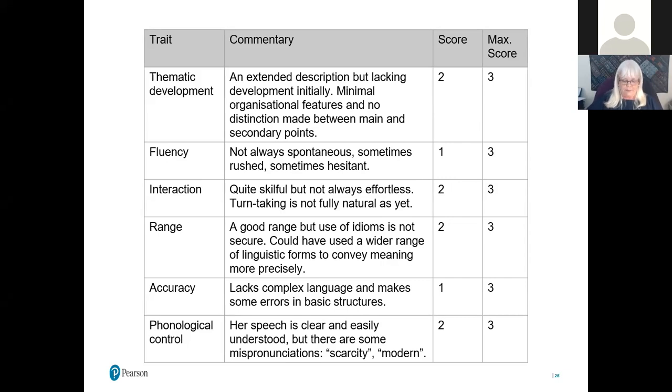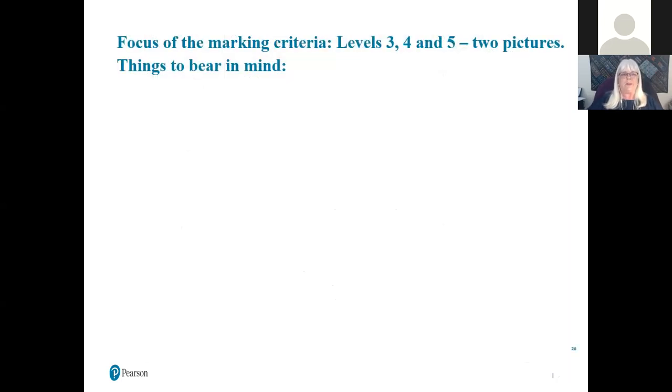You may have picked up towards the end there, she said "if we take into the account" instead of "into account", when she was being asked to choose. And her phonological control, she got a 2. She's almost at level. Her speech is clear and easily understood, but there were some mispronunciations. She said scarcity and modern, for example, and so she didn't quite make the 3. Okay, so I hope that was a useful thing.